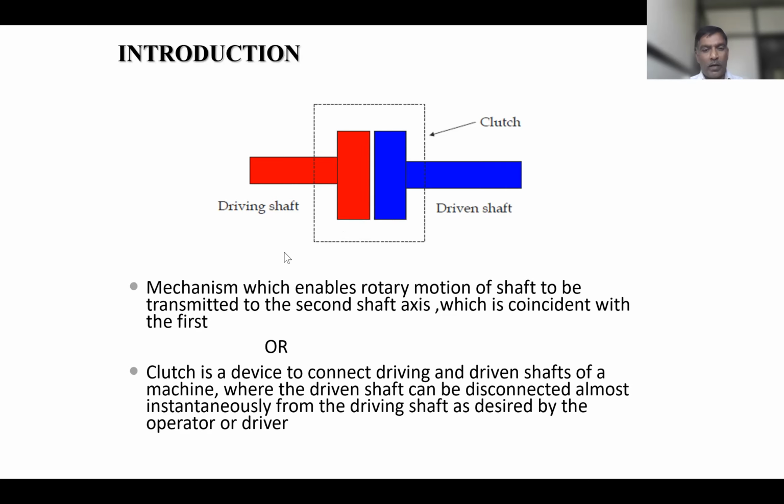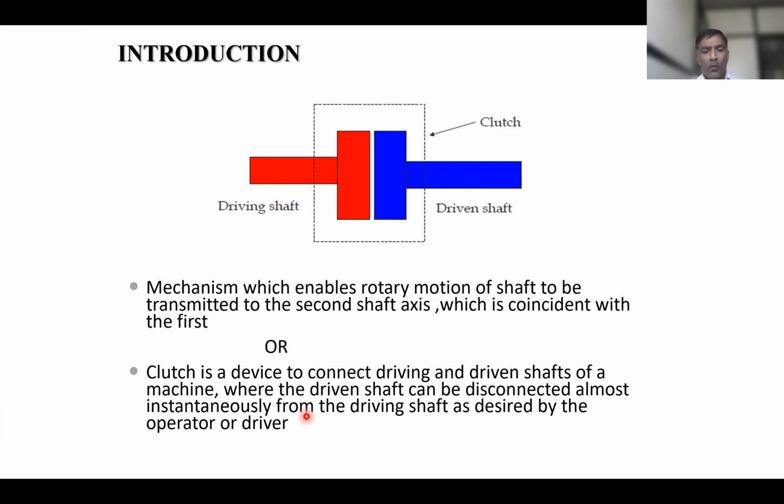I would like to revise the first component so that you will get a better understanding. This is a schematic shown for understanding how the clutch works. Generally, a clutch is a device to connect driving and driven shafts of a machine. In case of an automobile, there is a crankshaft, you can consider this as the driving shaft, and the driven shaft is nothing but the clutch shaft.